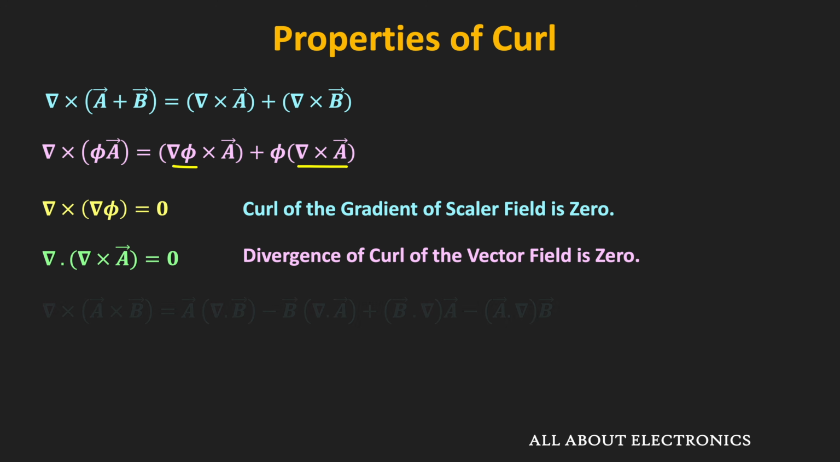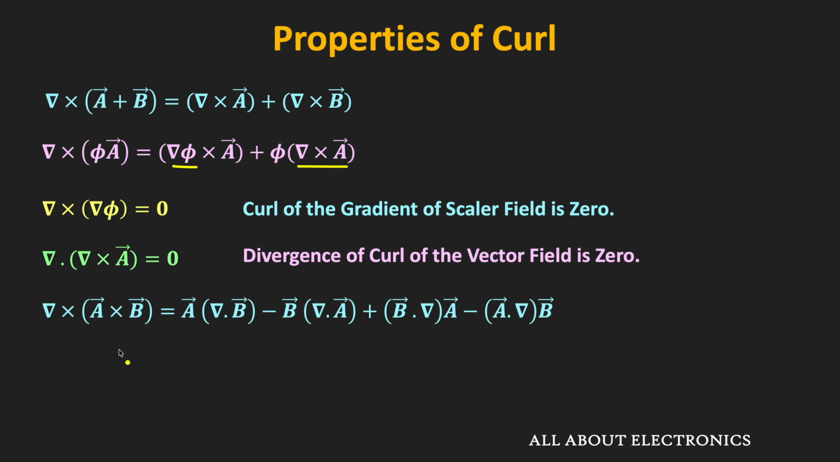So likewise, the curl of the cross product can be given by this expression. These are some of the important properties of the curl. In general, we can say that the curl represents the measure of the circulation around a specific point, or that the curl tells us how much the vector field curls around a specific point.